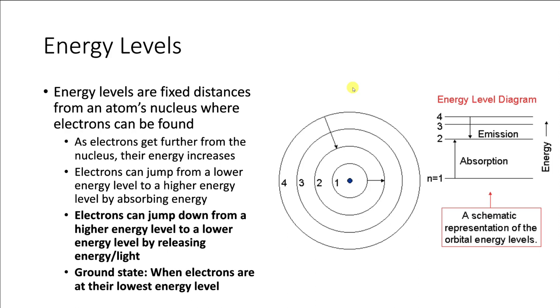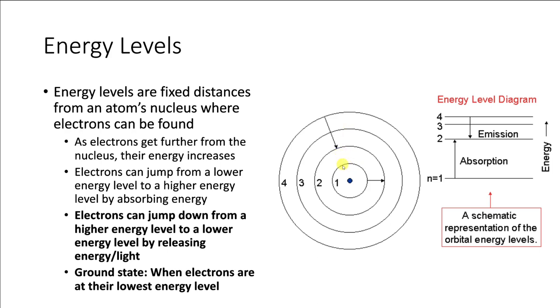All right, so that's all we'll talk about light. That's basically what you'll see most of the time in chemistry analyzers, and you probably have seen it already at a basic level, you just didn't know it. Now we're going to talk about energy levels. Energy levels are distances from an atom's nucleus where an electron can be found.